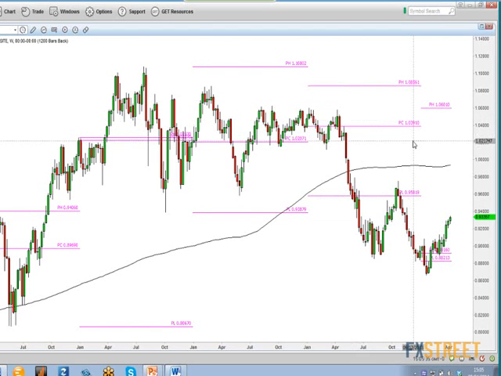So these pink lines also represent major areas of support and resistance, but what they represent are the highs, lows, and the closing price of the previous years. So if you look here, we've got the pink line high at 1.0601. As we are in 2014, this is the pink line high of 2013.